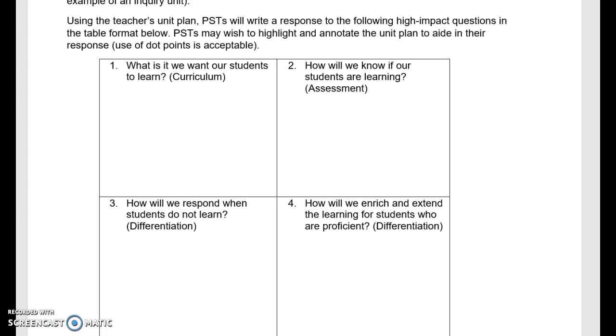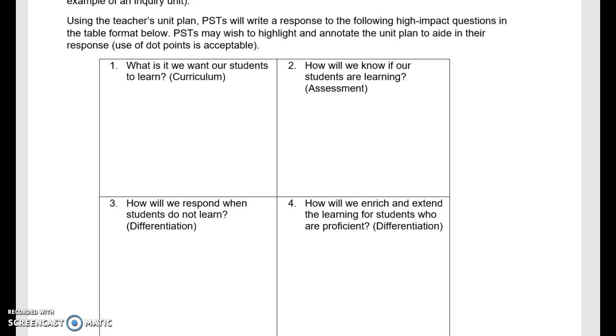So now you've looked at your specialisation teacher's unit plan and you've considered the four high impact questions. You've discussed and documented your answers. These are really important for the first step of the planning process, to really understand the important aspects of a unit plan and how we're going to support each and every one of our students to improve student outcomes in the end. So these questions are really important, and you're going to use them in the next step.